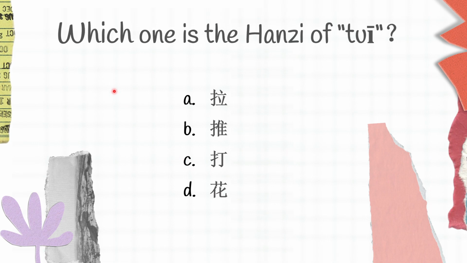The next question: which one is the Hanzi of Tui? Do you still remember? A is La, B is Tui, C is Da, and D is Hua. So Tui here is B.